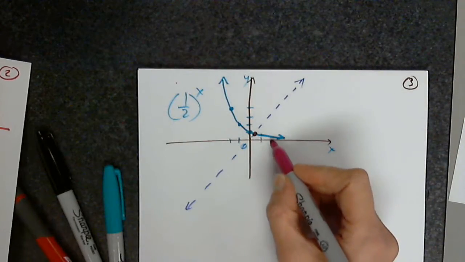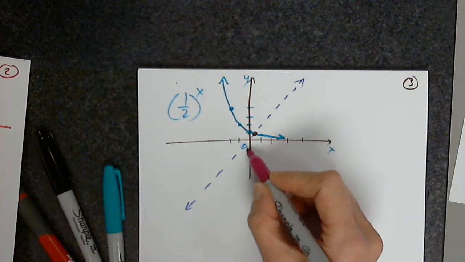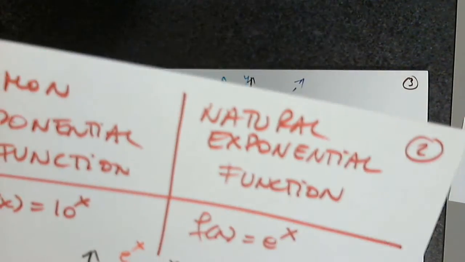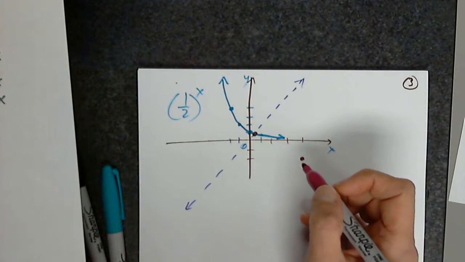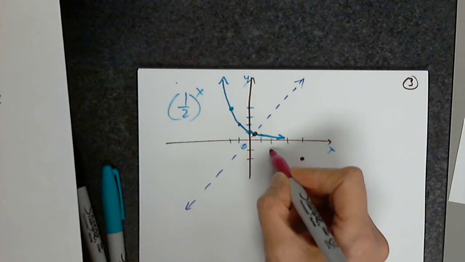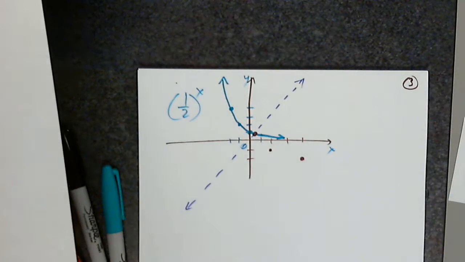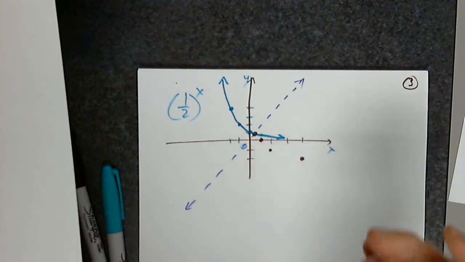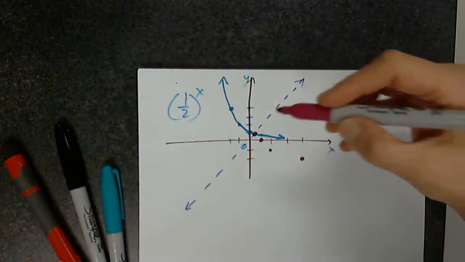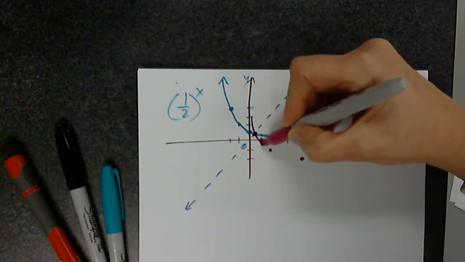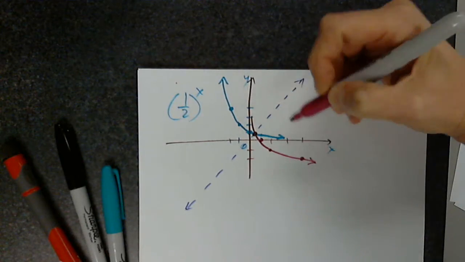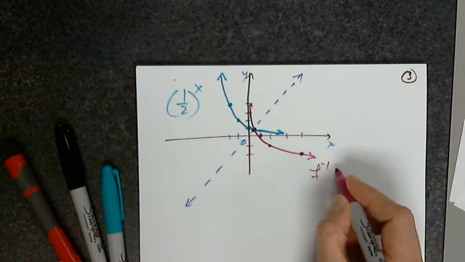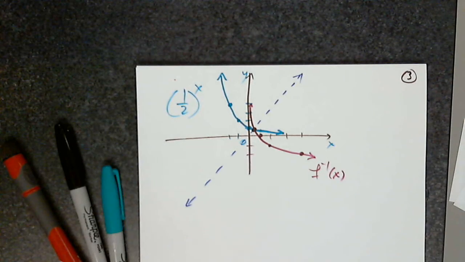Very good. 2, -1. 1, 0. That's good enough. I got the idea. This is the inverse function of 1/2 to the x.